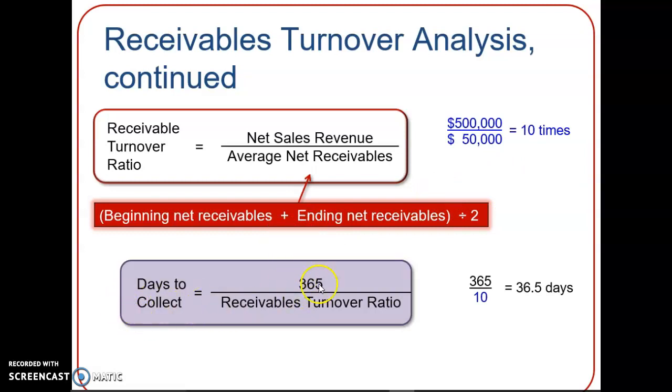Days to collect equals 365. We have 365 days in a year, divided by the receivables turnover ratio, which is 10, and we get 36.5 days. It takes, on average, 36.5 days to collect accounts receivable.